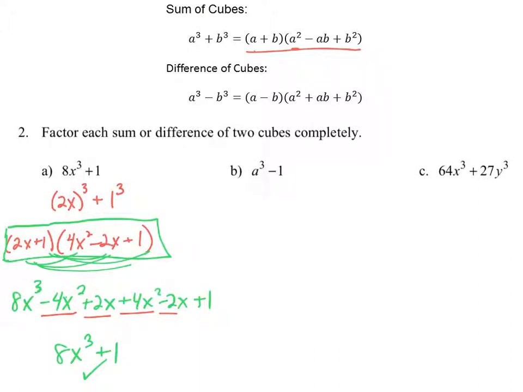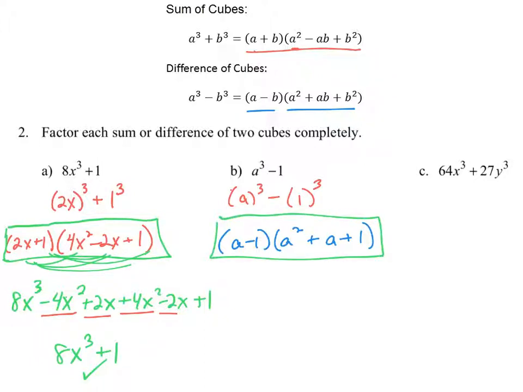Example B is a to the third minus 1. This also is in the form of one of those special cases. It's a difference of cubes, and a to the third minus 1 to the third, those are both perfect cubes, so we're going to be using the difference of cubes equation, where the first factor is going to be a minus 1, and the second factor is the first term squared, a squared, plus a times 1 plus 1 squared. So this is our final answer in factored form by recognizing that this is a difference of cubes.